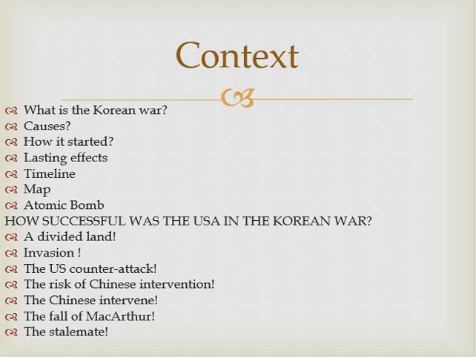Here, in this lesson, we would be talking of the following details or subtitles. What is the Korean War? What are the causes? How it started? Its lasting effect and the impact in general.